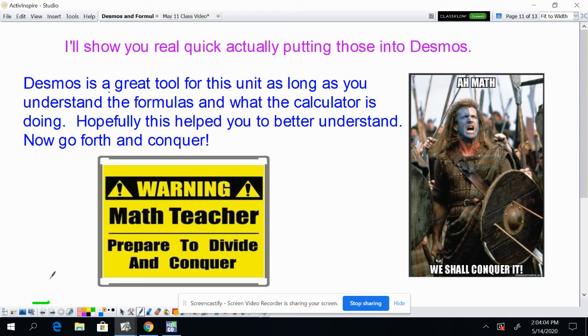So Desmos is a great tool for this unit as long as you understand the formulas and what the calculator is doing. So hopefully this helped you to better understand. Now, go forth and conquer. Thank you.